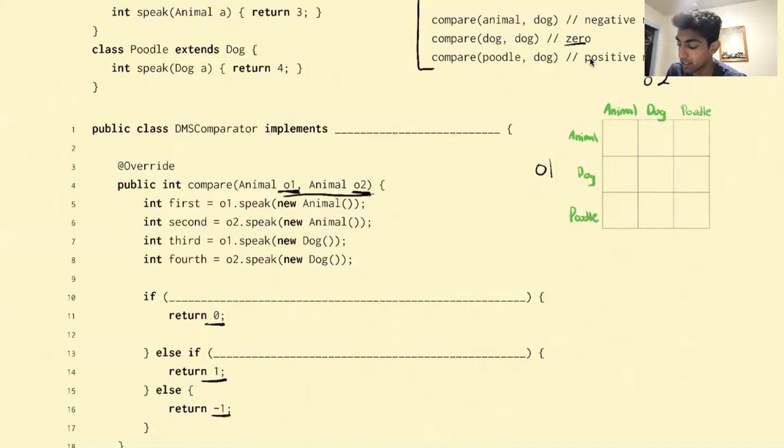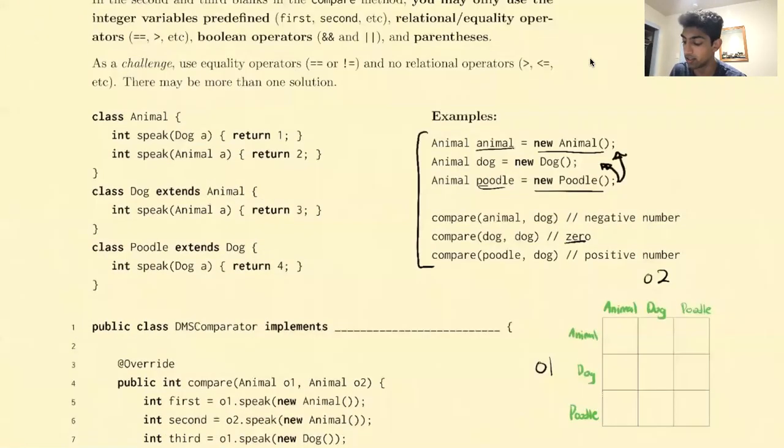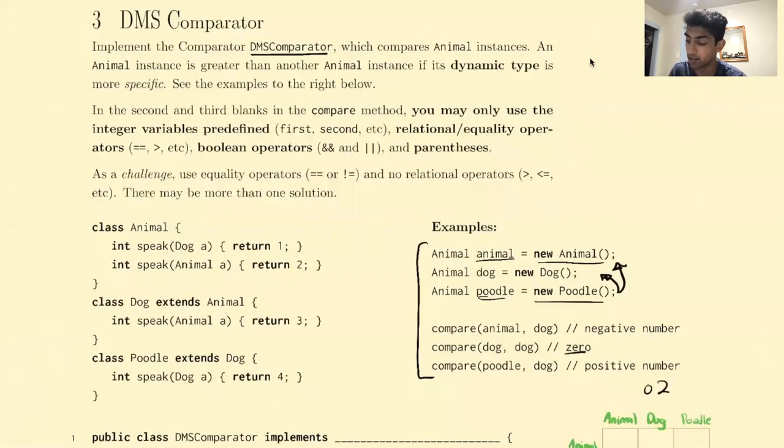Okay, so that's just a basic understanding of what the question is asking and what it means for one animal to be greater than another animal. And if you guys are confused on how a poodle is greater than an animal, we can see here that a poodle extends dog, which extends animal. So if we're thinking about this inheritance tree, poodle is farther down on that inheritance tree than animal and dog. Okay, so how can we actually solve this problem?